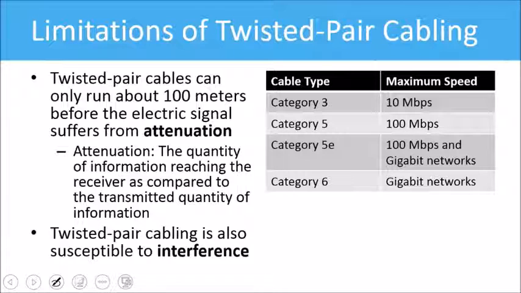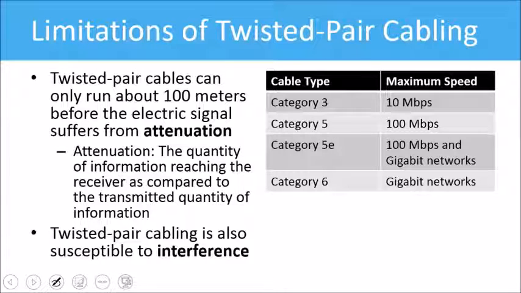And attenuation is simply the difference between the amount of information that's being transmitted and the amount of information that actually reaches its destination. Okay. So attenuation is basically signal loss, right? We're losing data due to attenuation. Twisted pair cabling is also susceptible to interference, like I just mentioned.